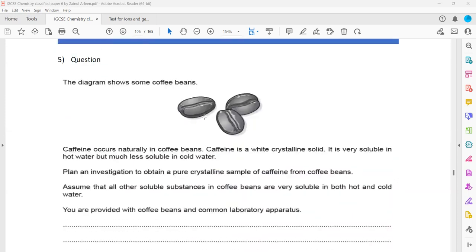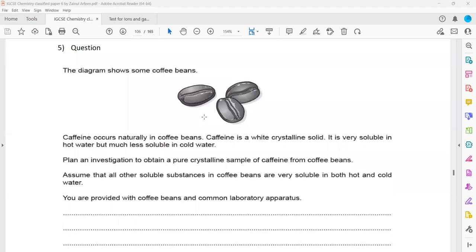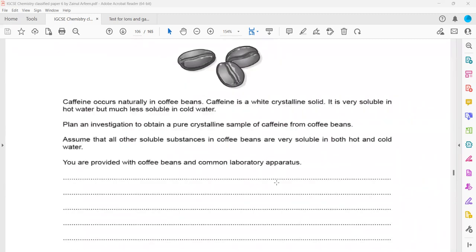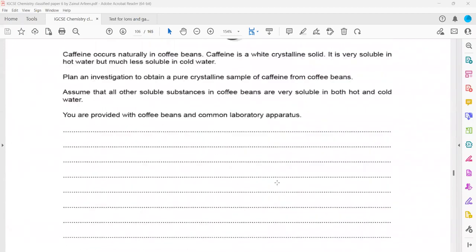In question 5, the diagram shows some coffee beans. Caffeine occurs naturally in coffee beans, and caffeine is a white crystalline solid. It is very soluble in hot water but much less soluble in cold water. Plan an investigation to obtain a pure crystalline sample of caffeine from coffee beans. Assume that all other substances in the coffee beans are very soluble in both hot and cold water. You are provided with coffee beans and some common lab apparatus, and it is worth 6 marks.